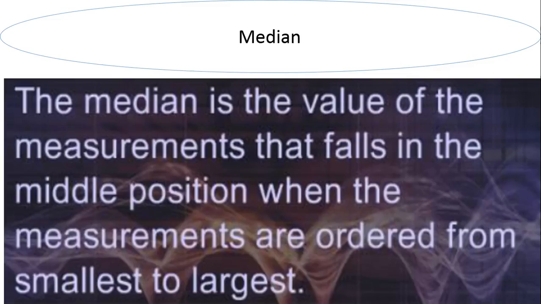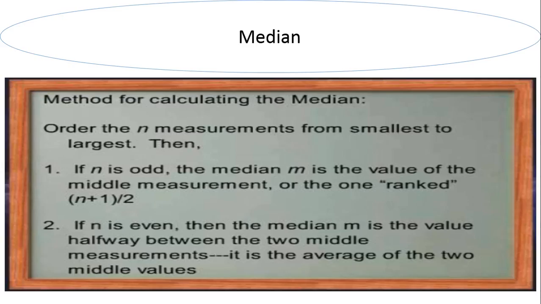But the median is the value of the measurement that falls into the middle position when the measurements are ordered from smallest to largest. So you should search for the middle position when you classify your observations from the smallest to the largest. So I can show you different methods to compute the median.